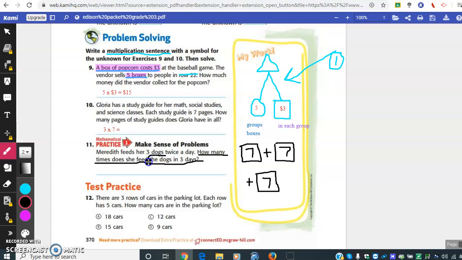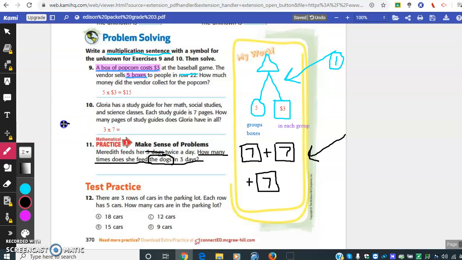The dogs. Now here's the interesting part. Boys and girls, if the story had said, how many times does she feed each dog in 3 days? The number of dogs would be important here. But because I just want to know how many times she feeds them as a group, I really don't need to know how many dogs there are. I think this is another one of those extraneous information problems. Here's why. I'm going to use this drawing a picture method again to show you.